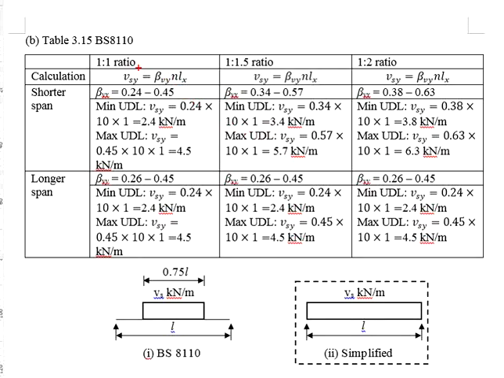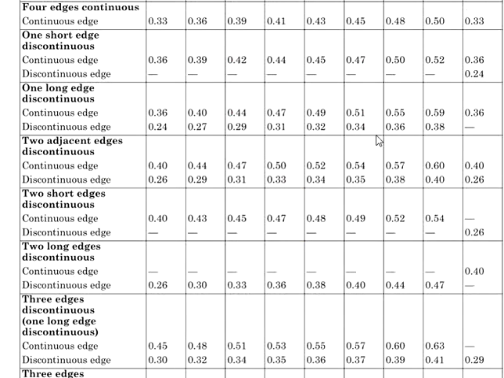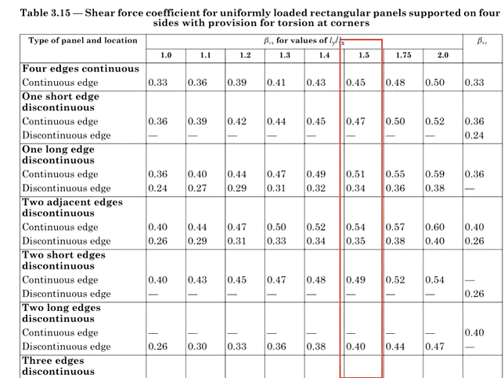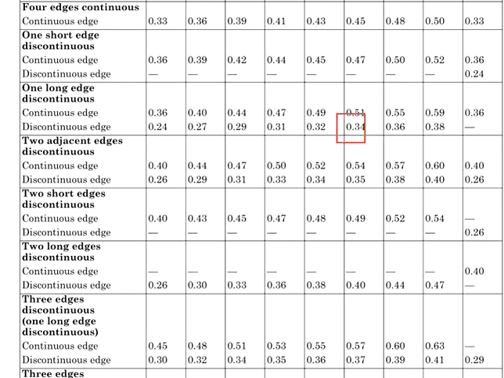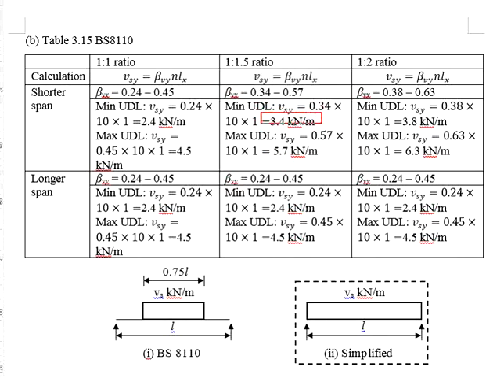Adopt the coefficients into the equation here. You get the range of the loading between 2.4 kN per meter to 4.5 kN per meter. Next, you do the same for the column of 1.5. The smallest number is 0.34 and the largest number is 0.57, giving you the range of 3.4 kN per meter to 5.7 kN per meter.